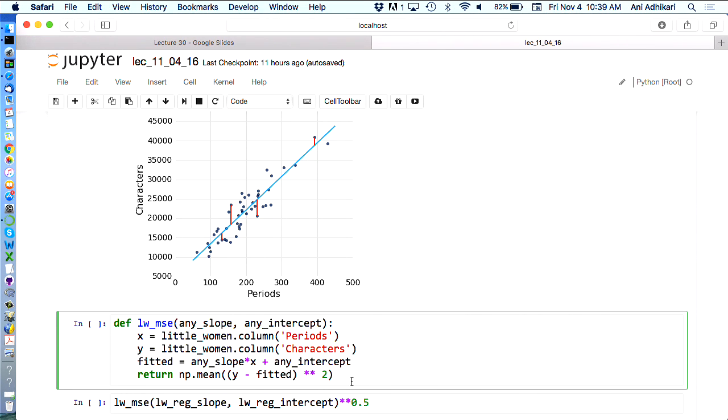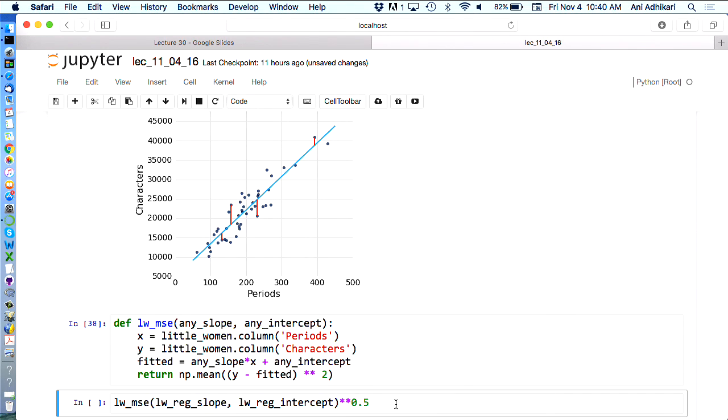You take a look, you agree? Any questions about Little Women underscore MSE? Definition of function. Any worries about losing the square root? The point is to minimize this thing. Okay.